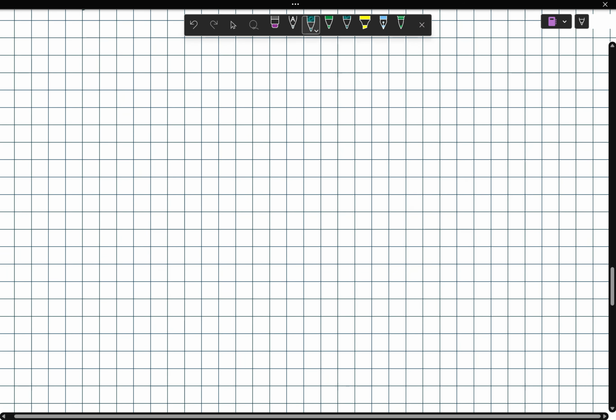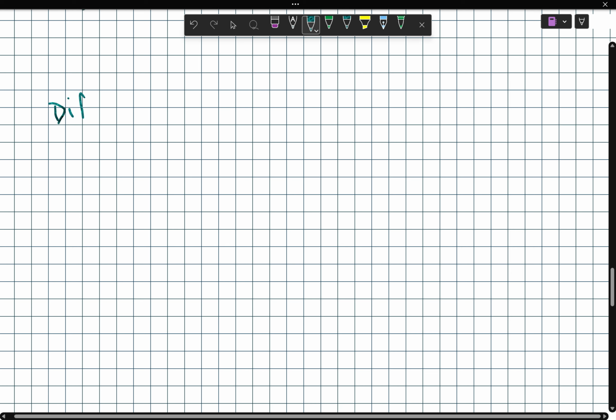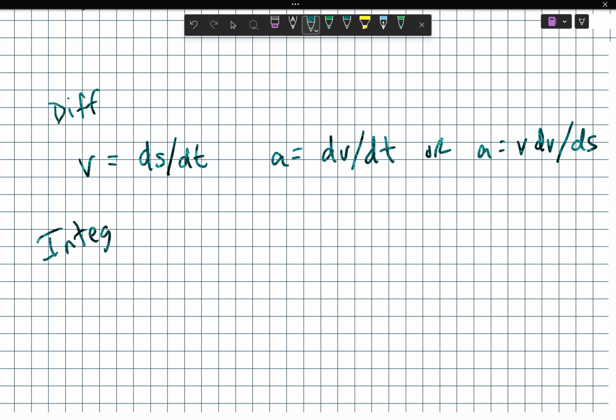Here's a summary of kinematic relations in rectilinear motion. We differentiate position to get velocity and acceleration. So we have v is equal to ds/dt, a is equal to dv/dt, or a is equal to v dv/ds. So differentiate the position to get velocity and the acceleration, and then we integrate acceleration for the velocity and position.